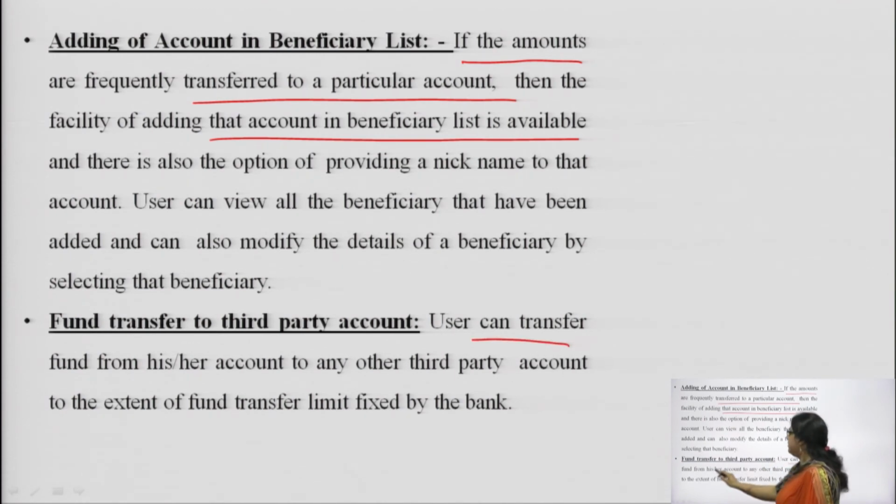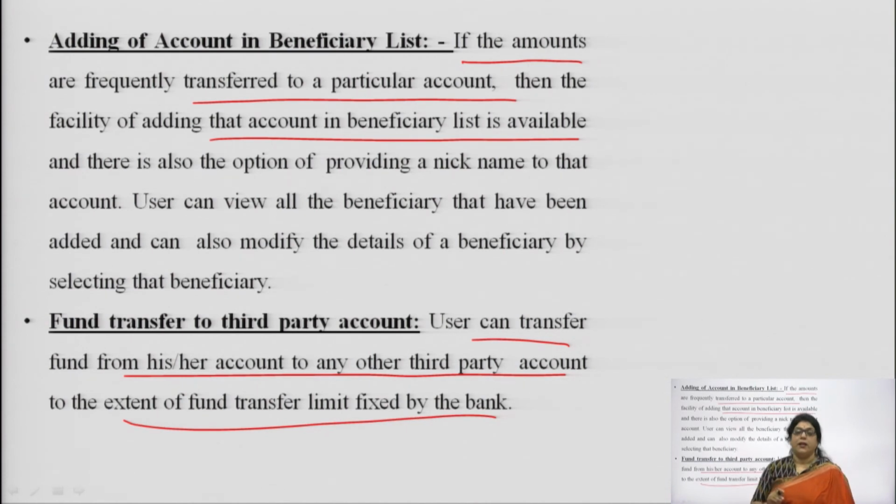A user can transfer funds from his or her account to any other third party account to the extent of the funds transfer limit fixed by the bank. Banks always fix an amount. They ask you the transaction limit and the transaction number, meaning how many times you want to transfer money to that beneficiary, and how much money you want to transfer. Only after fixing your limit and number of transactions will you be able to transfer the money.